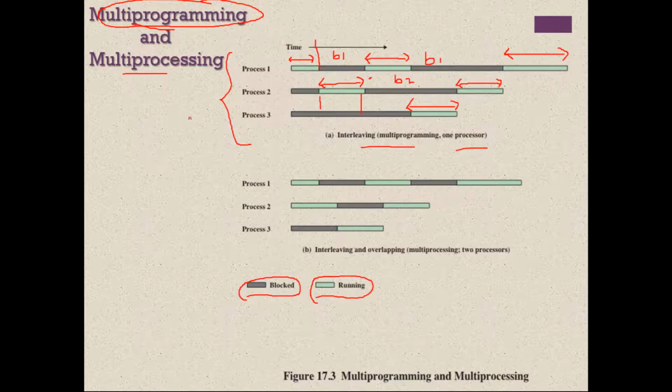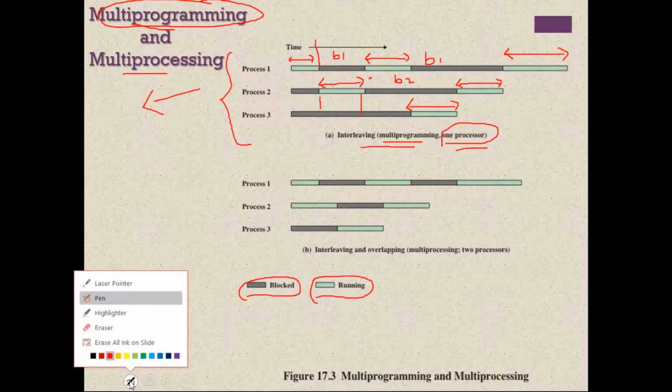But actually the user perceives this to be parallel processing. The user cannot sense it because it is going at a very fast rate. So this is what is called multi-programming, where only one processor is involved.